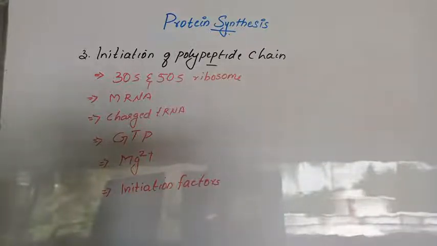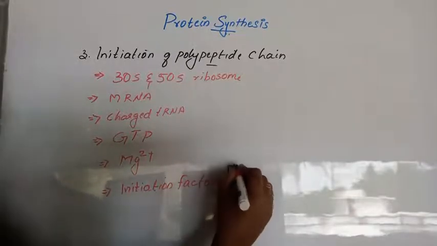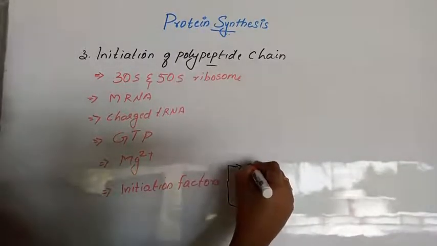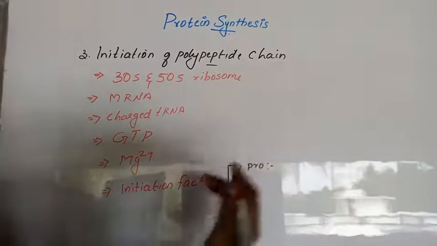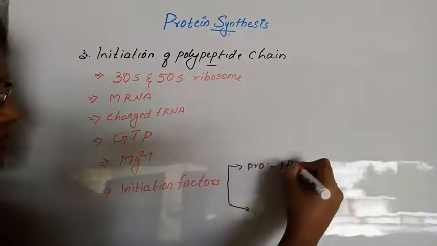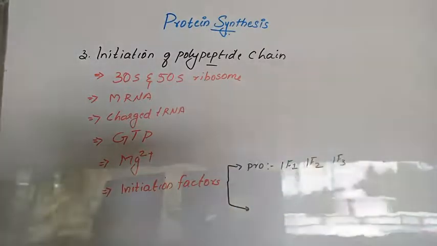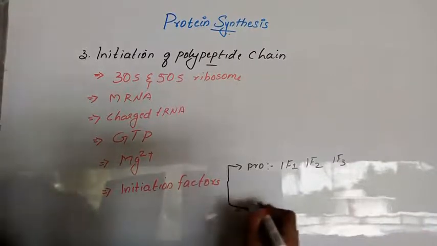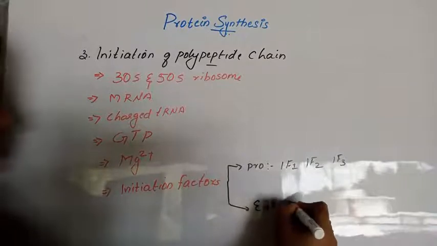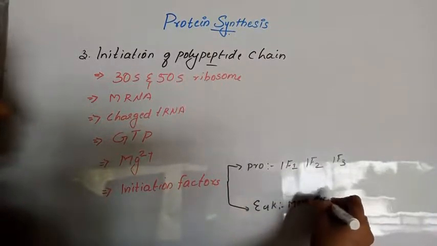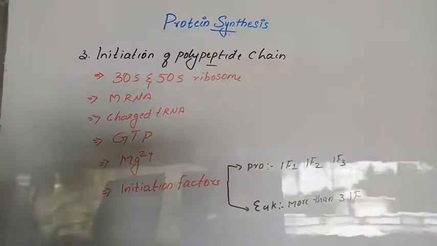In case of prokaryotes, there are 3 initiation factors. We will name them IF1, IF2, IF3. In prokaryotes, there are 3 initiation factors: IF1, IF2 and IF3. And in eukaryotes, there are more than 3 initiation factors.